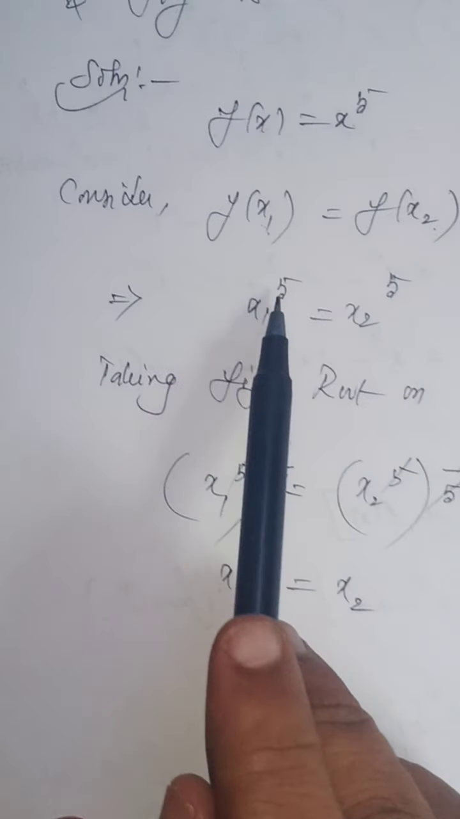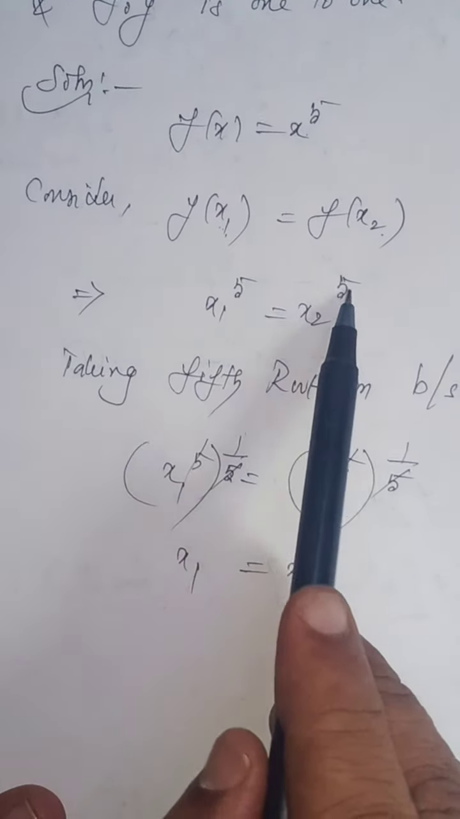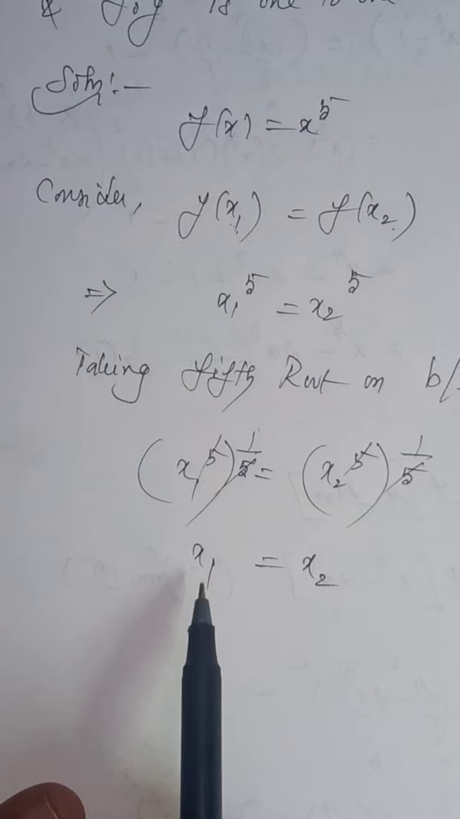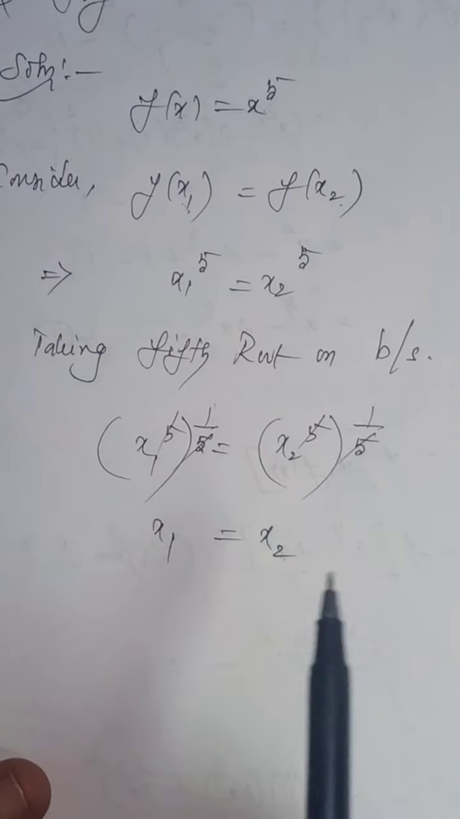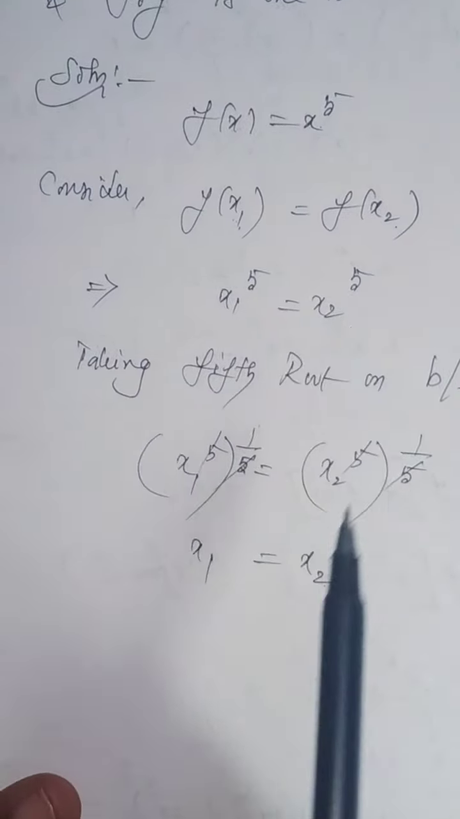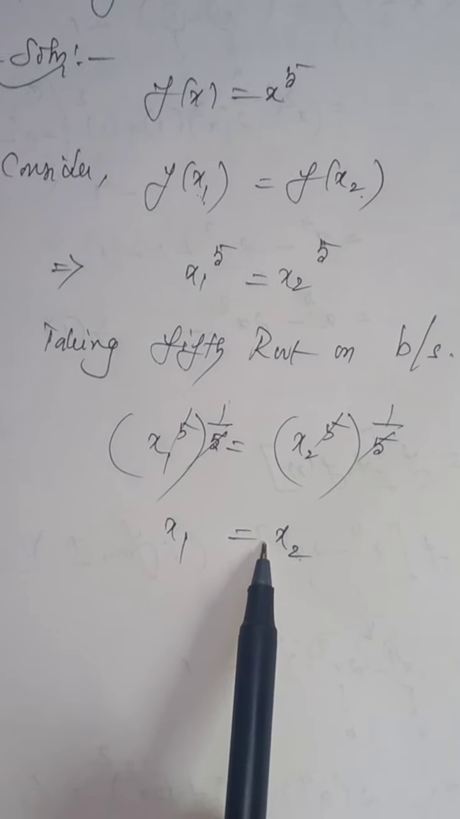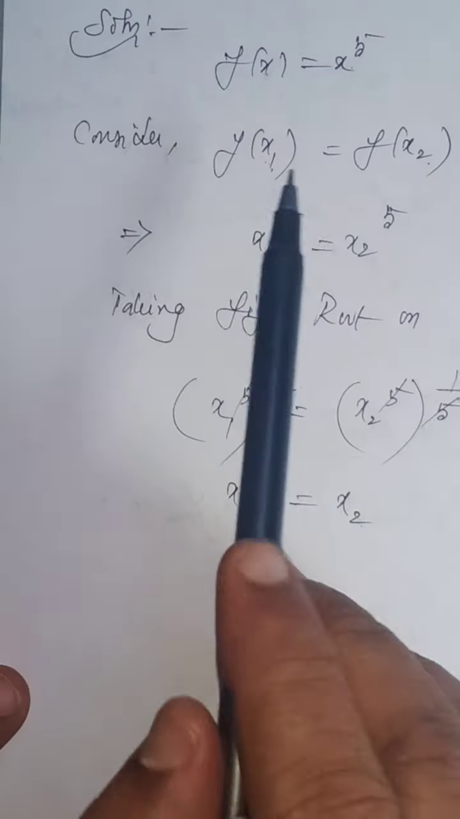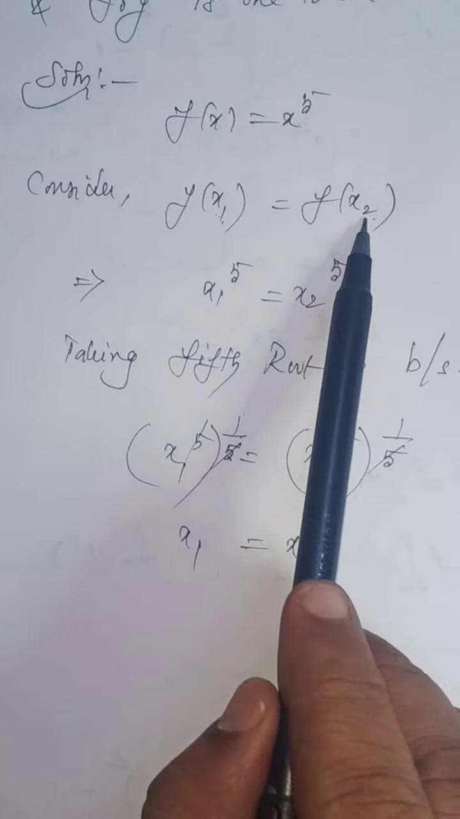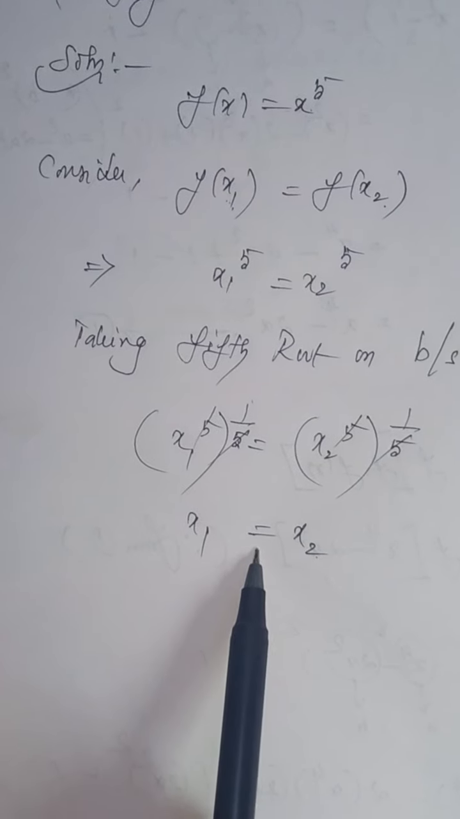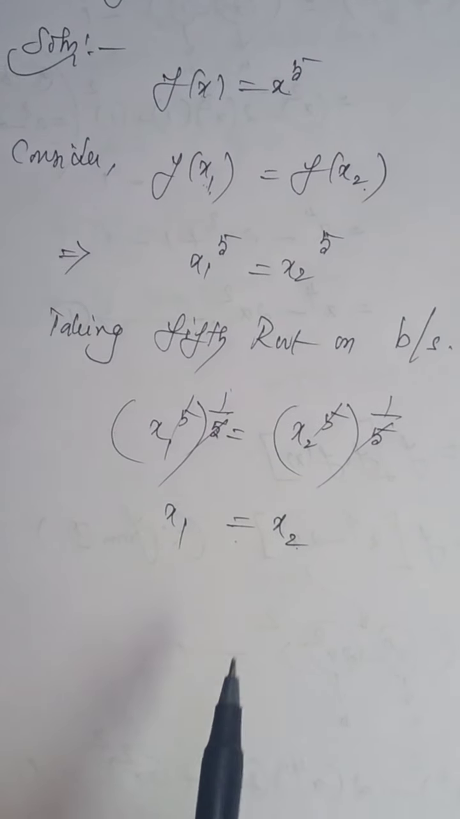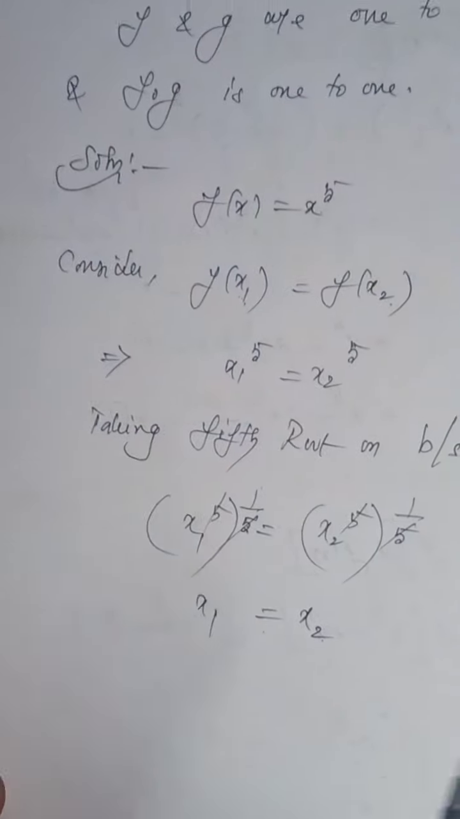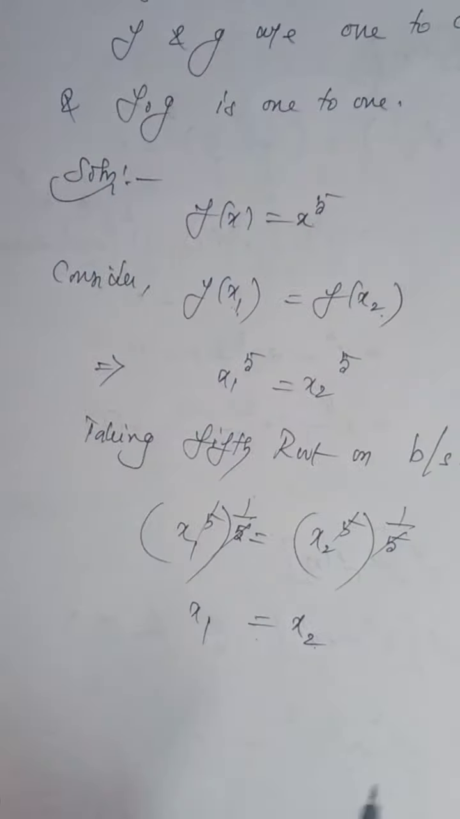So remember, if the powers are odd numbers, we can write x1 equals x2. Suppose the powers are even numbers, you have to introduce plus or minus. Remember, that is a very important note. Here x1 equals x2, we have proved. Already told you, by considering f of x1 equals f of x2, if we prove x1 and x2 are equal, we can say that is a one-to-one function. So f is a one-to-one function.